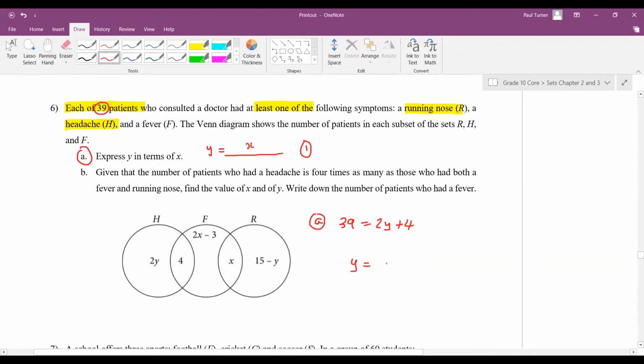So you've got 2y plus 4. That's right, 39. I already wrote that, didn't I? So 2y plus 4 plus 2x minus 3 plus x plus 15 minus y. So did anyone get an answer for y? What does y equal when you simplify this? Anyone? Any answer?